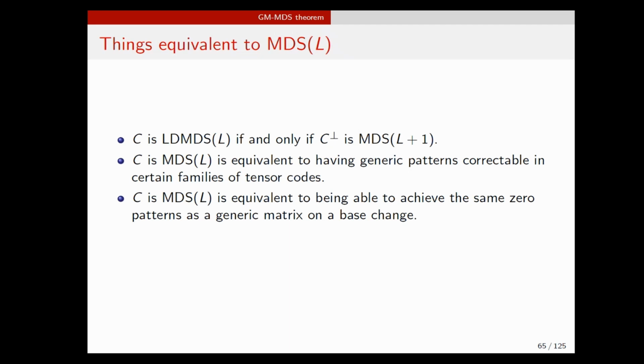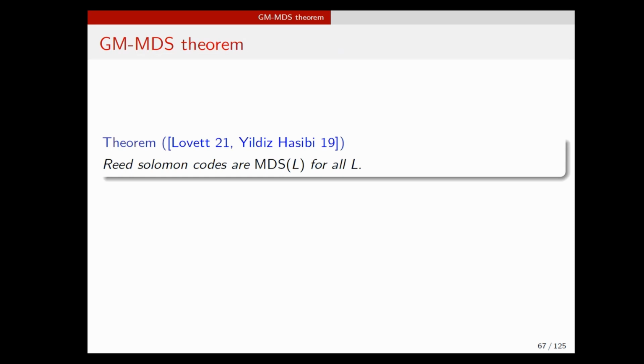I don't know how to talk about this, but the reason I'm saying it is that this is from Brakensiek, Gopi and Makam. The GM-MDS theorem is actually for the generic zero pattern matrix characterization. That basically says that, to be precise, generic Reed-Solomon codes are MDSL for all L. What do I mean by this? If you look at the symbolic Reed-Solomon matrix, then it will satisfy all the MDSL properties for any L.